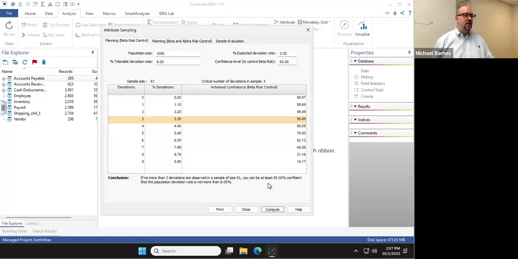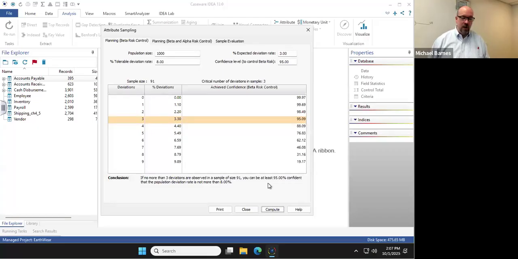So in order to be 95% confident that our sample size is representative of the population, assuming that we can have a tolerable deviation rate of 8% and expected population deviation rate of 3%, we need to sample 91 items, at least 91 items. That's kind of what it's telling us right here.